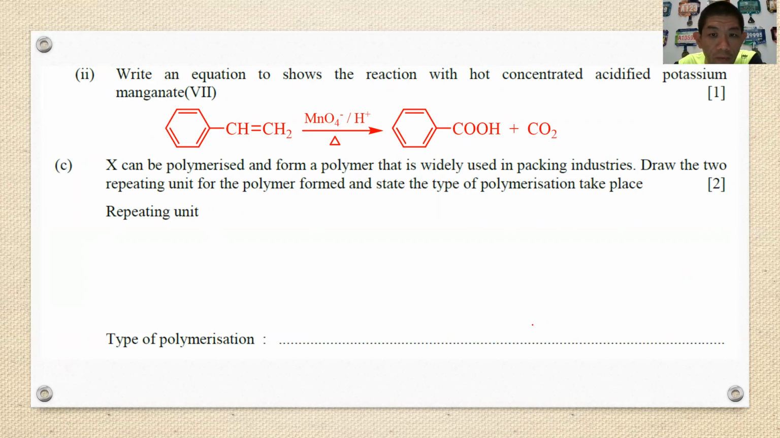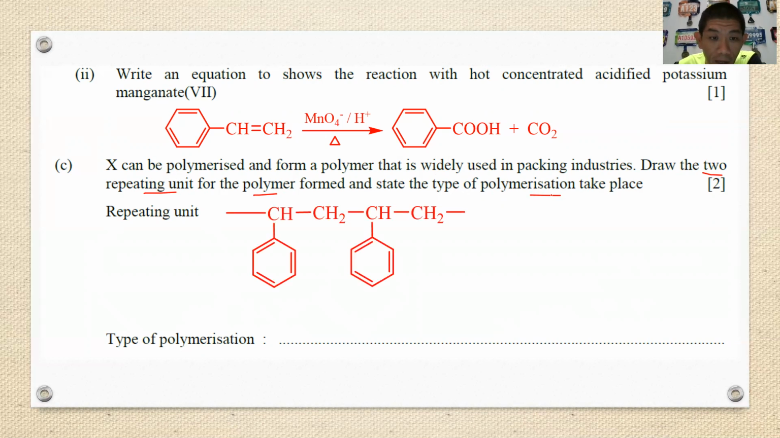Okay, then we go to question number 3. S can be polymerized to form a polymer which is widely used in the packing industry. So the question said, draw 2 repeating units of the polymer formed, and state the type of polymerization. The question asks for the repeating unit only, so you shouldn't contain bracket n. And in here, for the latest STPM way, you must put a square bracket like this to show that it is a repeating unit and it's a polymer.